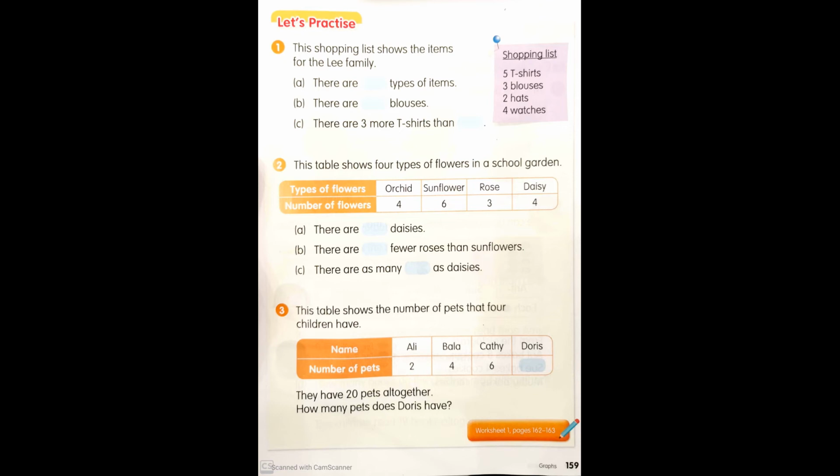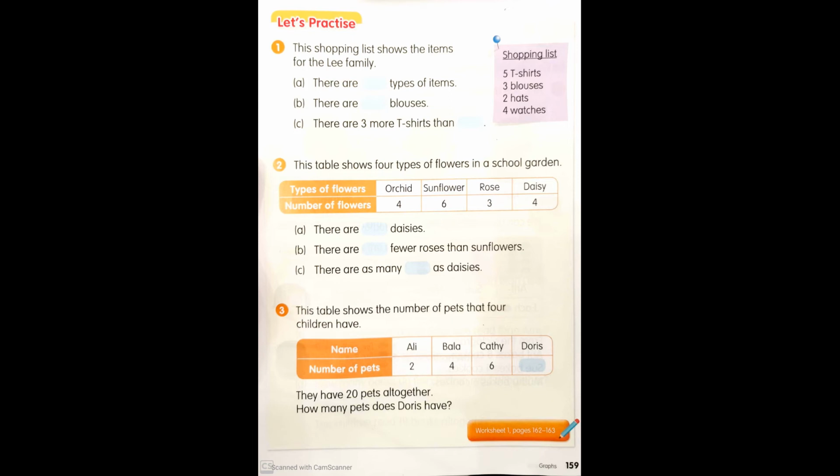Let's practice. This shopping list shows the items for the Leaf family. So this is a shopping list. Remember in the beginning we did a shopping list about the apples and the cake. We're going to do this again. Listen. The shopping list shows the items for the Leaf family. And there's 5 t-shirts they want, 3 blouses, 2 hats and 4 watches.